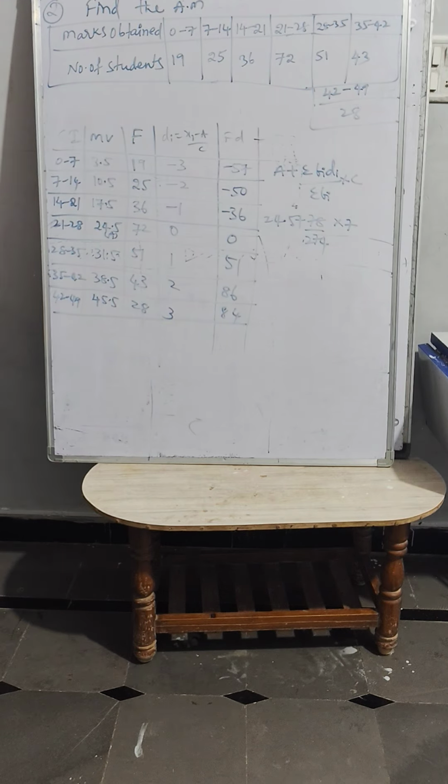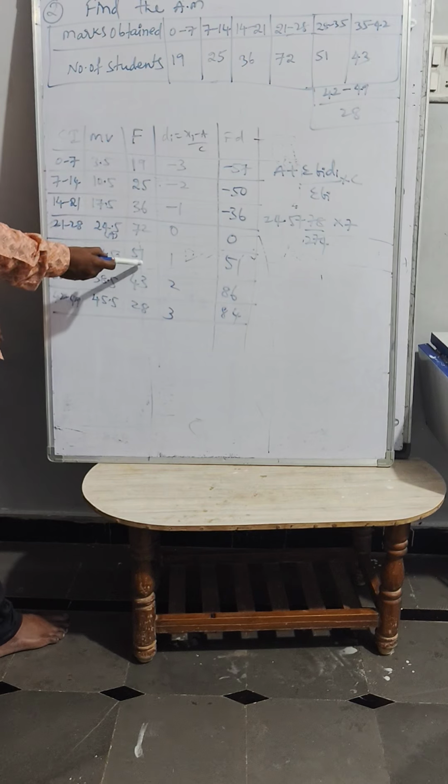Next, we have to find the mid values. 0 plus 7, 7 by 2, 3.5. 7 plus 14, 21 by 2, 10.5. Like this one.